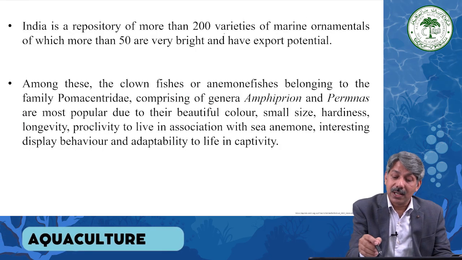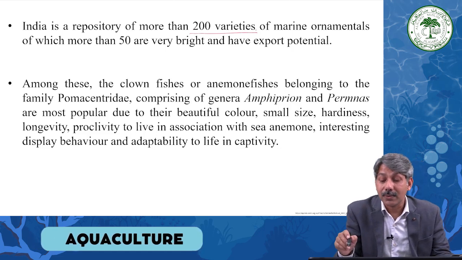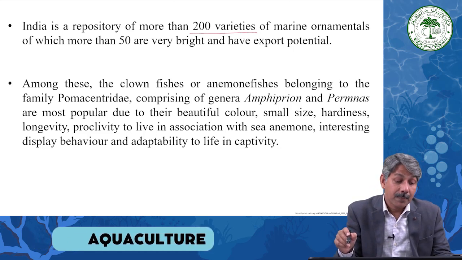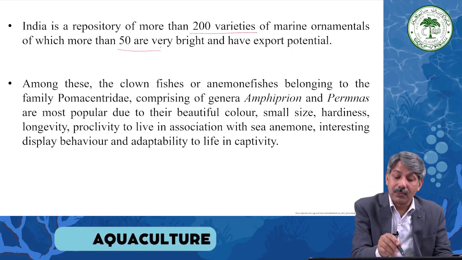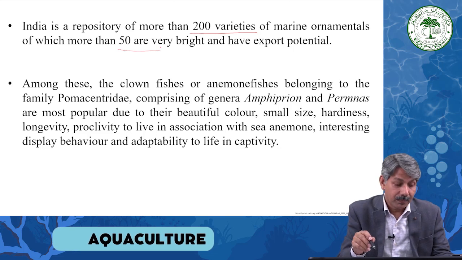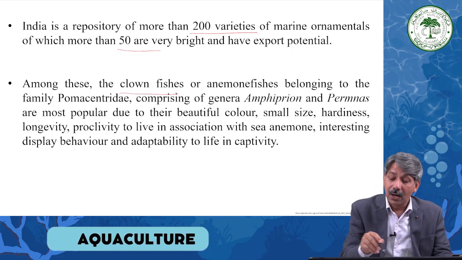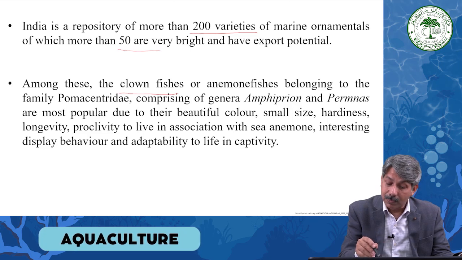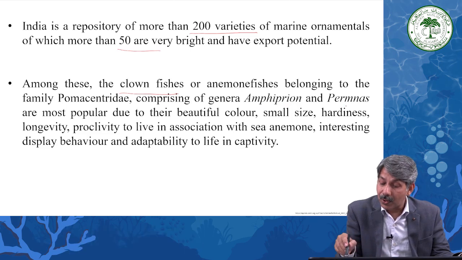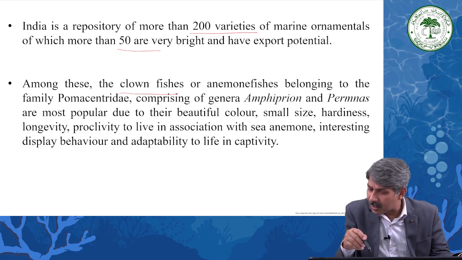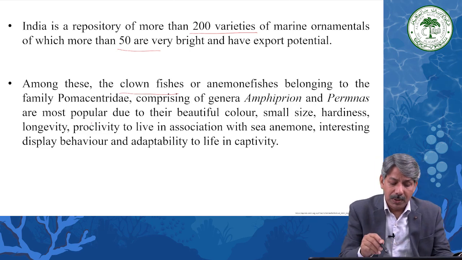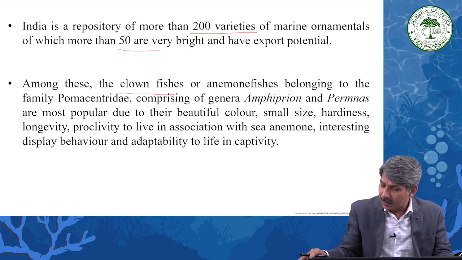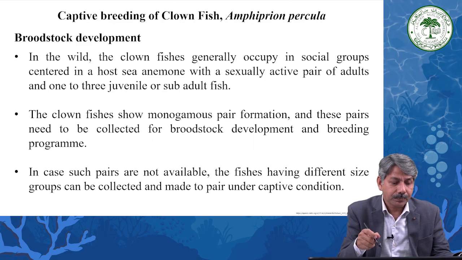India is a repository of more than 200 varieties of marine ornamental fishes, of which more than 50 are very bright and have export potential. Among these, clownfishes, also known as anemone fishes, belonging to Pomacentridae, comprising the genera Amphiprion and Premnas, are most popular due to their beautiful color, hardiness and market value.